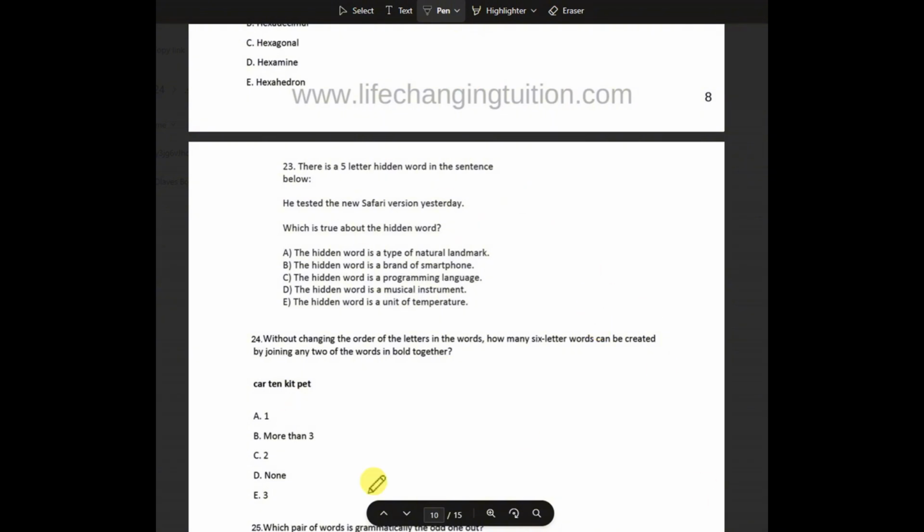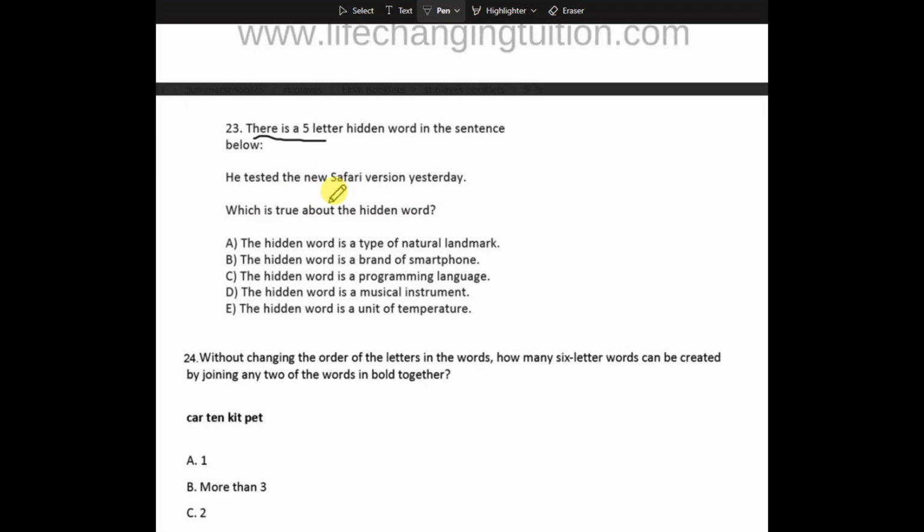So question 23 is updated. There's a hidden 5-letter word in the sentence below. You have to try and find it, and then this is what is true about the hidden 5-letter word. So if you look through the gaps here and try and find a hidden letter, I'm checking. You've got one that says then right here. Now, there's potentially multiple hidden words here, so check if any of these match.